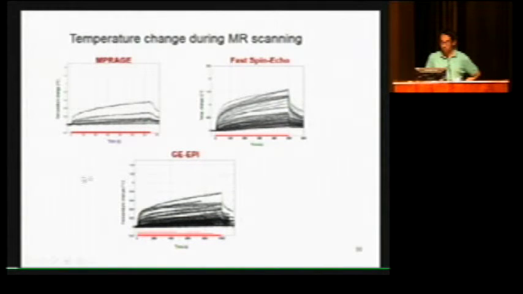This is one of the results of temperature measurement. The x-axis is time, and the y-axis is temperature increase. This is 1 degree, and this is 0. The red line indicates the duration, the period of scanning. MP-RAGE typically gives a very low temperature increase, approximately 0.6 degrees. Gradient echo EPI, which we use for functional scanning, also increases temperature definitely less than 1 degree in our experience. But if you use fast spin echo, the temperature increase is much larger. This is 1.5 degrees, which exceeds the limit.